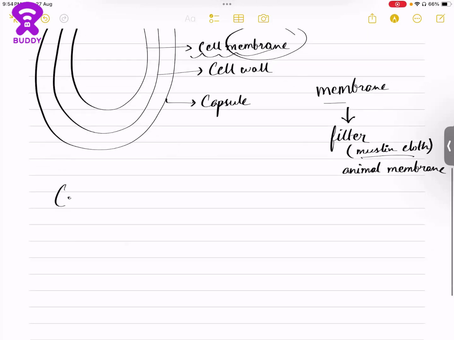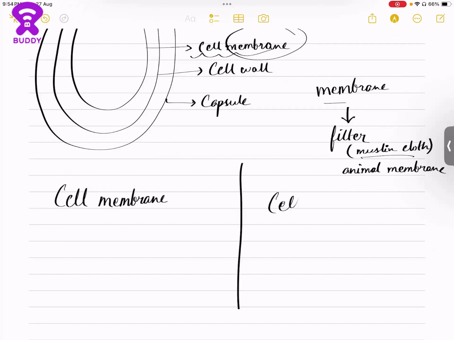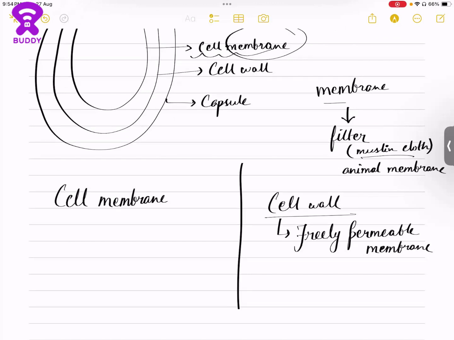Now why is this cell membrane so important? If you are talking about cell wall, let's talk about cell wall also. If you are talking about cell wall, you do not have to study much, because cell wall is freely permeable. It's called freely permeable membrane, because it does not have a selection criteria. It will allow everything to pass.